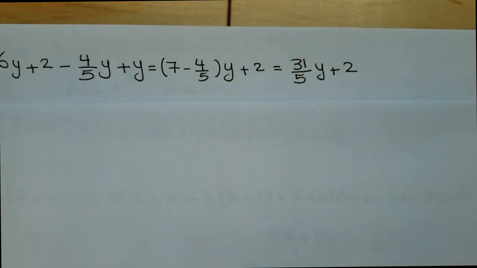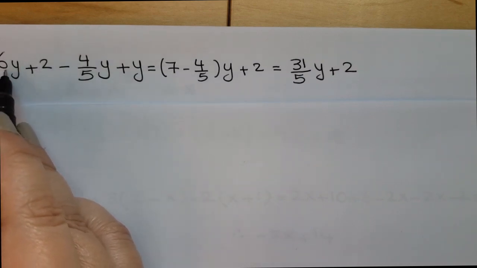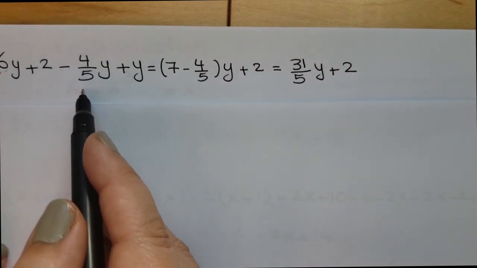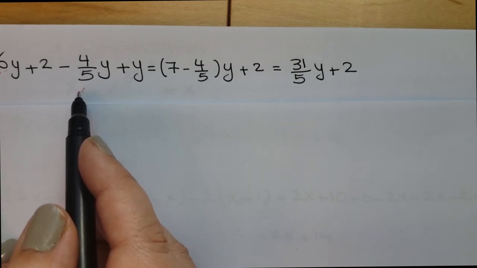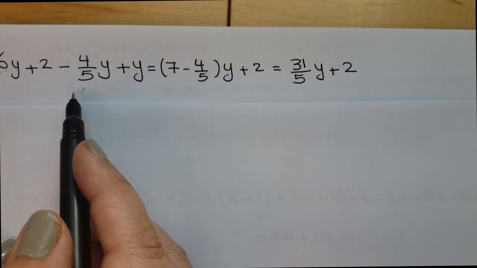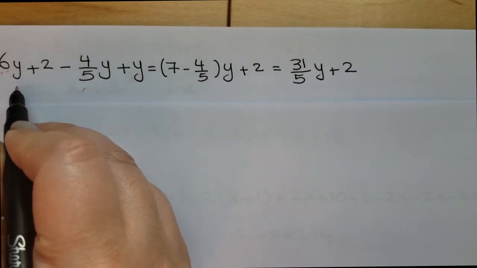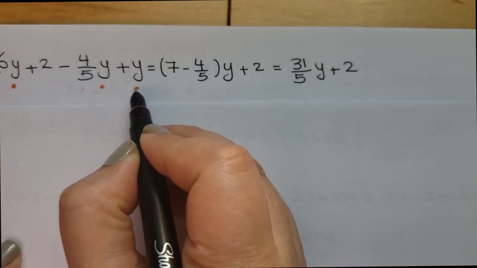Let's do another example. 6y plus 2 minus 4 over 5y plus y equals what? So here, the coefficient is 6, but here the coefficient is a fraction, which is absolutely okay. It doesn't matter if it's a whole number or a fraction or a radical, whatever. So it could be any real number. But remember, the y was an orange, right? So it's still orange, right?